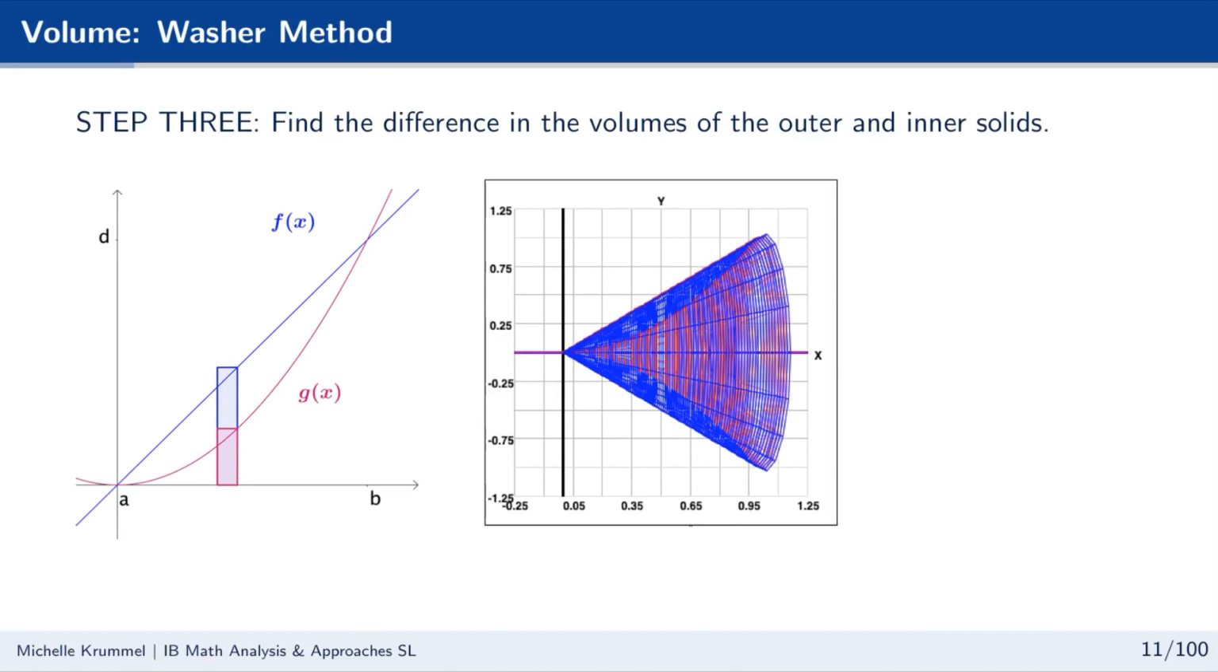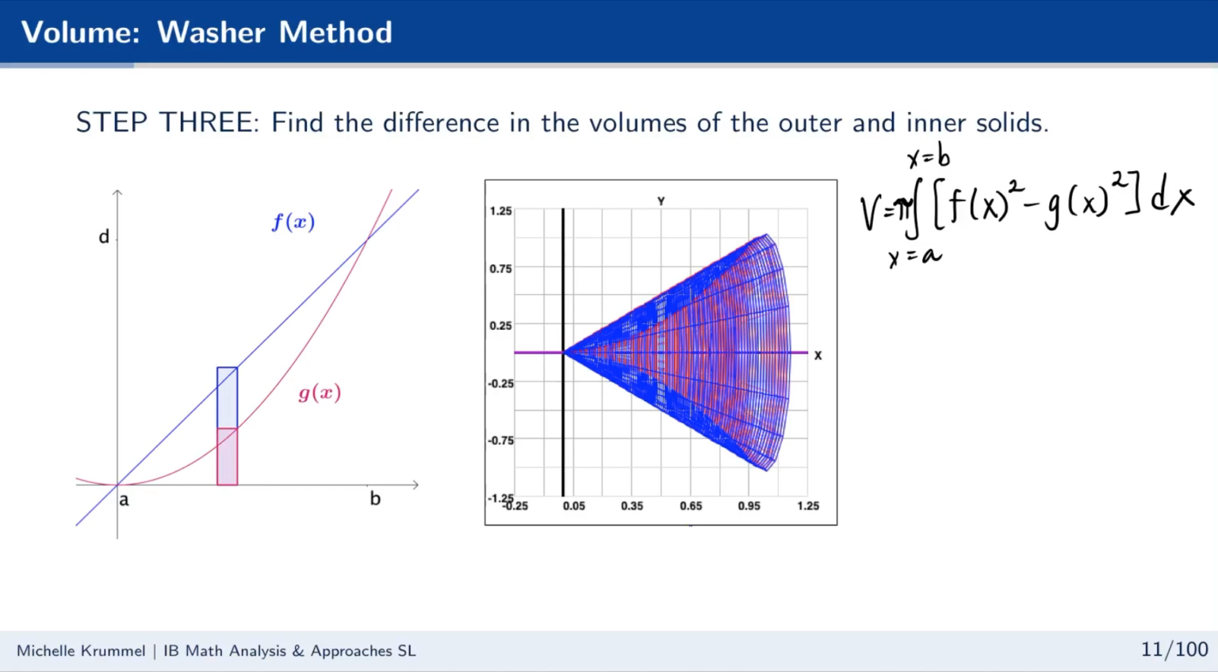And then step 3 would be to find the difference. So take the outer solid's volume minus the inner solid's volume. And you can do this in 2 separate integrals, or as I said, we can put them together and write it as one integral. So our final answer, we're integrating from x equals a to x equals b, pi, which I can bring out or leave in, either way, times f of x squared minus g of x squared dx.